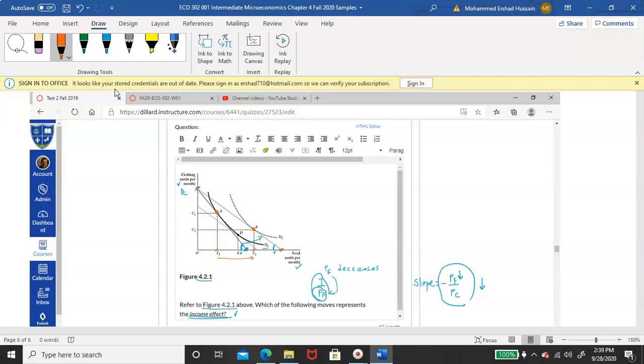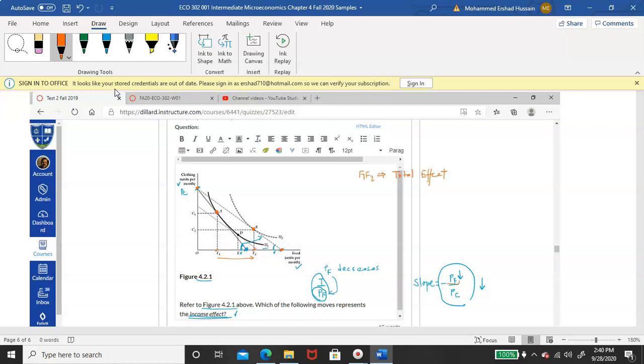And now what happens? This F1 and F2, that is the total effect, right? But now we want to know what will be the income effect. That is what we want to know.